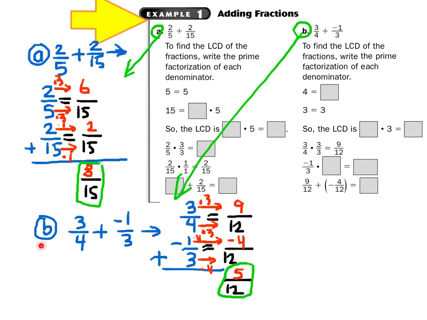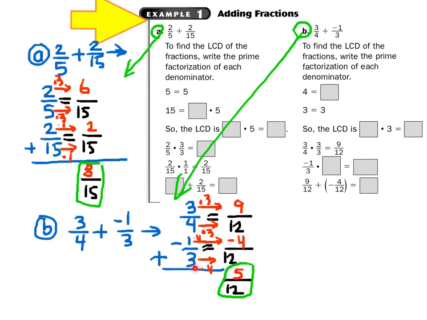Take a look at problem B. They want us to do 3 over 4 plus -1 over 3. So notice the 4 and the 3 do not match. When they don't match, I write it as a tower. 3 over 4 on top plus -1 over 3 on the bottom. Now take a look at the denominators, the 4 and the 3. I always start off with the 4, the bigger one. Will 3 go into 4? No, it won't go in without remainders.